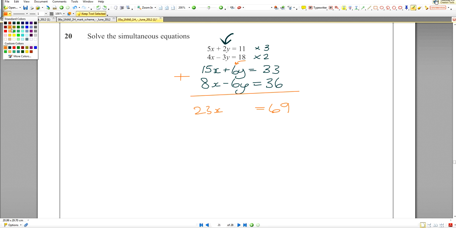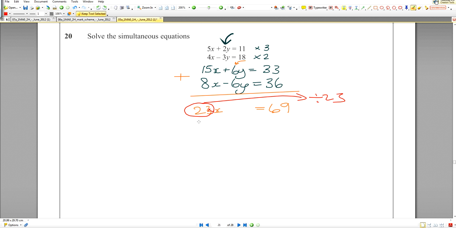Now we need to work out the value of x. So the opposite of times by 23, don't waste time here, is divide by 23. So x is equal to 69 divided by 23, which gives us an answer of 3. Beautiful. Do you understand that now? So x is equal to 3. Now that we've worked out the value of x, we can substitute it back in and work out the corresponding value of y. Okay, let's do that.